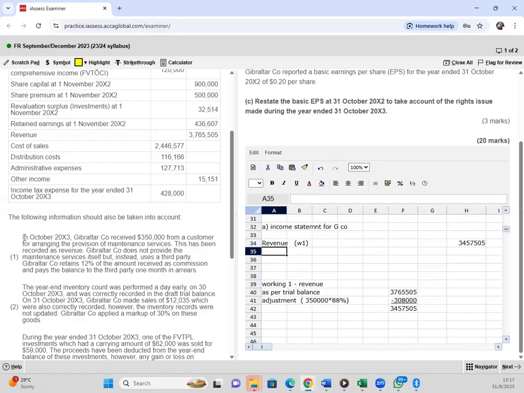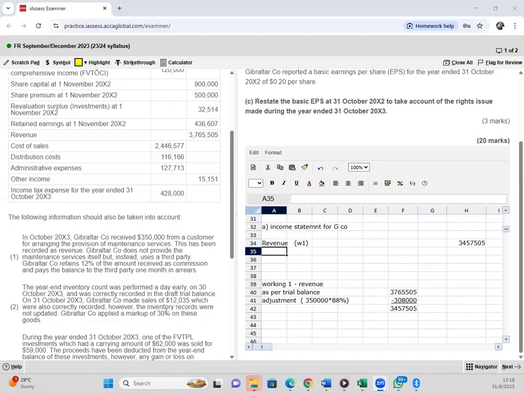So from what I'm hearing, the inventory count was done a day before. We counted inventory on 30 October, and our year is ending 31 October. After we had counted inventory, we later made sales. So there's a cutoff issue here. The good part is they are saying the sales were correctly recorded, so we don't adjust the sales. But where is the issue? The inventory records were not updated. So our closing inventory in this case would be overstated.